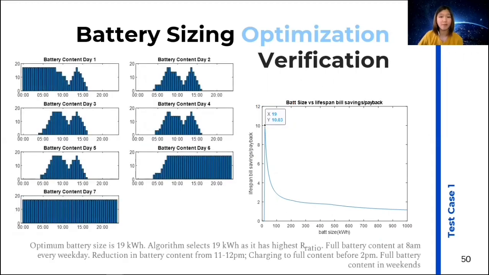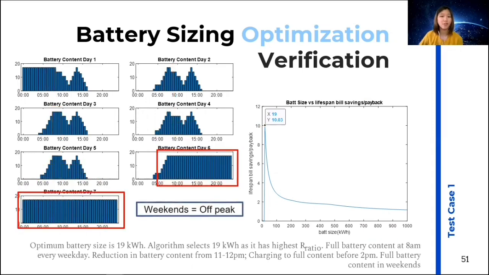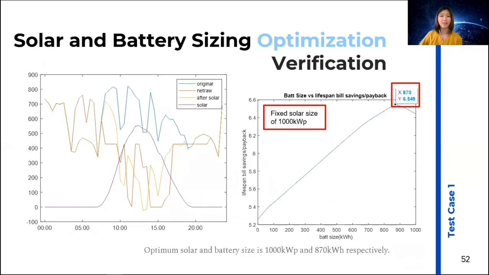Also, it was ensured that battery content is full at 8 AM every weekday to prepare for battery discharging during the day to minimize peaks. Full battery content is also observed in weekends. This is because weekends are categorized in the off-peak time zone, making it unnecessary for battery discharge. With all this, battery optimization is validated.